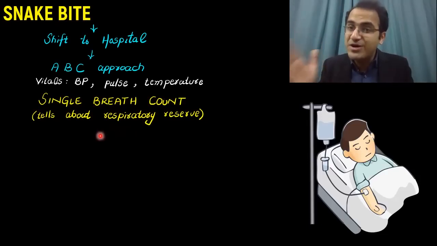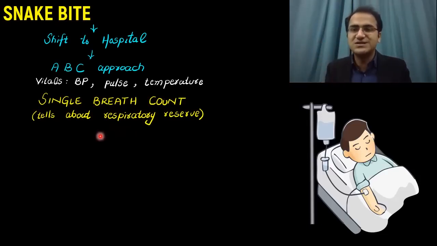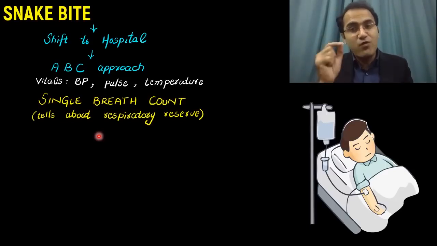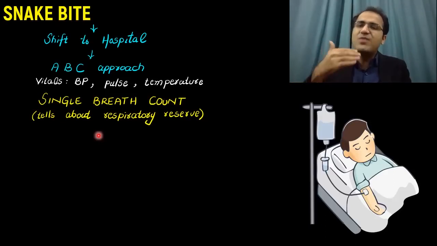Many patients are bitten by snakes that have neurotoxins in them. Those neurotoxins can cause respiratory paralysis. That respiratory paralysis would cause decreased respiratory reserve, and these patients will need a ventilator. So to assess whether the patient is having respiratory paralysis or not, you ask the patient to take a simple breath and count up to 30.